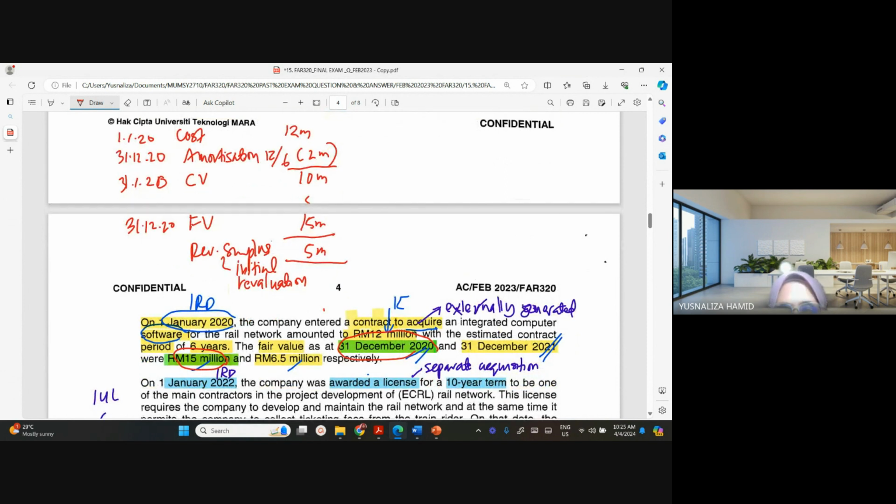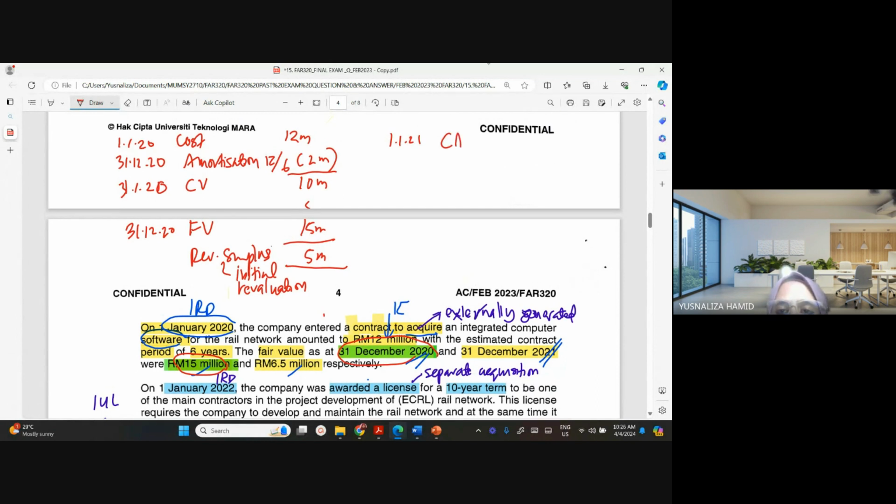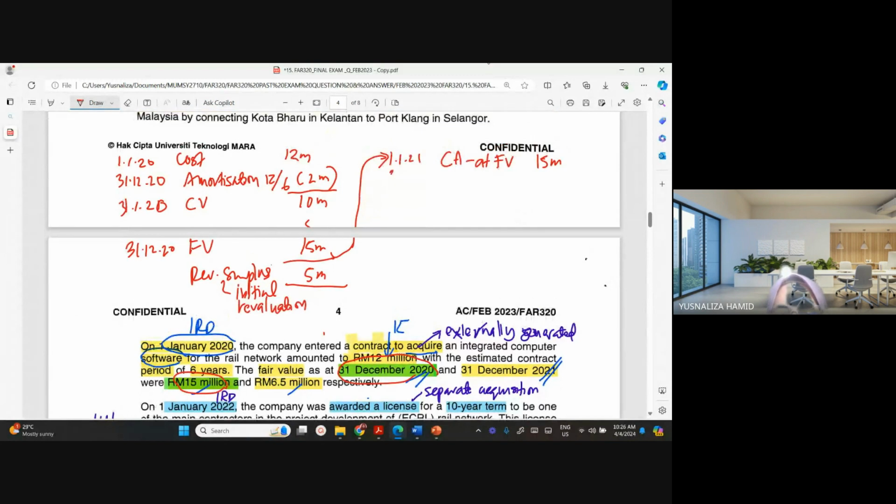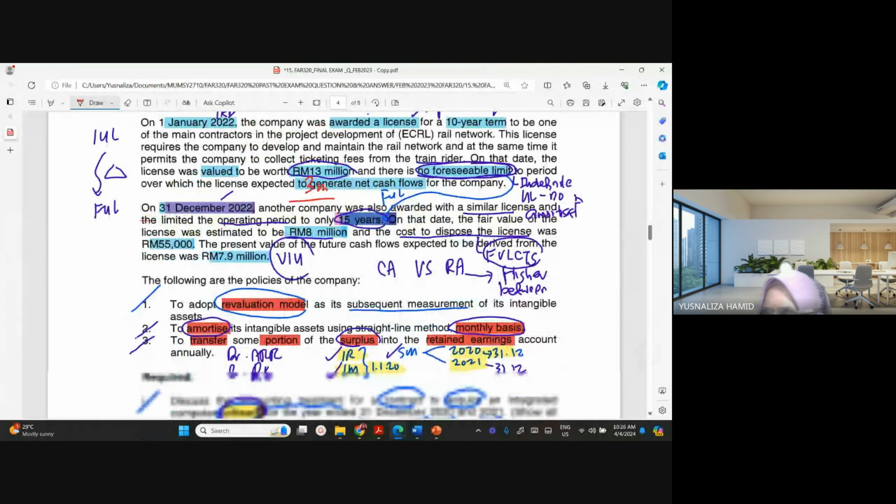This one is the first year. The second year is 1st of January 21. Remember, in the second year you have another revaluation. On this date, the carrying amount of the asset will be at the revalued amount, which is the fair value, 15 million. The revaluation does not take place at the beginning of the year. It took place on 31st December 2021. So by 31st of December 2021, you may have to provide the amortization first, and the amortization here will be based on the revalued amount.